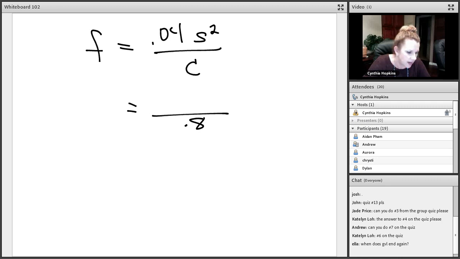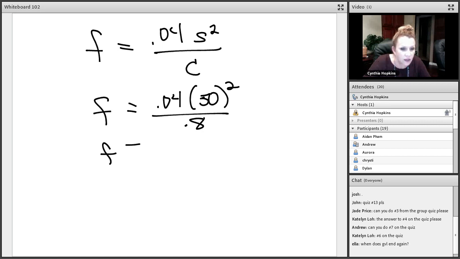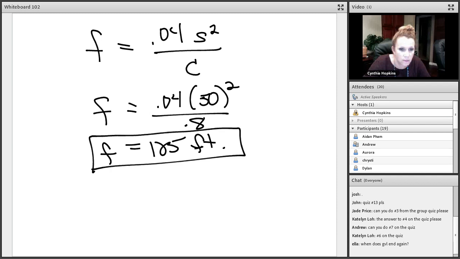They told me that Lisa's going 50 miles per hour, 0.04 times 50 squared. And we are solving for how many feet? So we are looking for F. Okay, so when we plug that all in, we end up getting 125 feet. And make sure you use the units. This is a word problem.